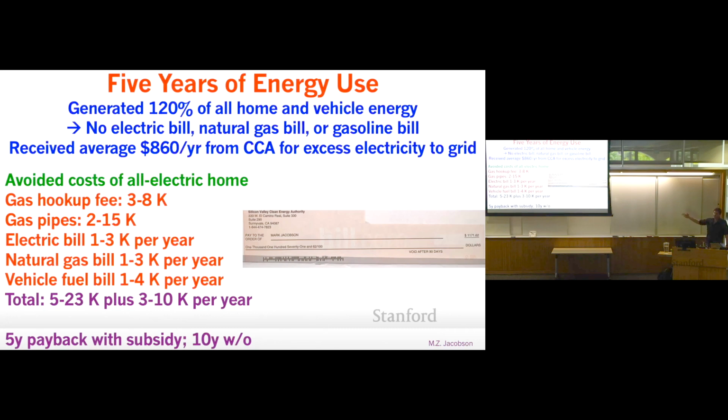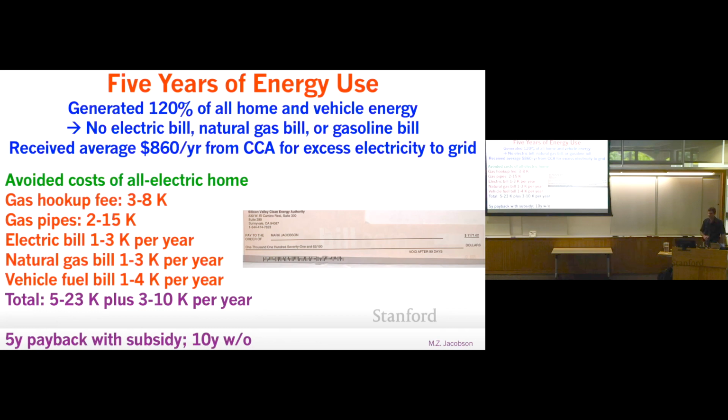Now, there are subsidies available, especially with this new Inflation Reduction Act, for doing all this stuff. I had some subsidies coming in, but I already paid this back in 5 years. There's a payback with the subsidies. Without subsidies, it would be 10 years. But the solar is warranted for 25 years. So right now, for the next 20 years, it's just free energy.